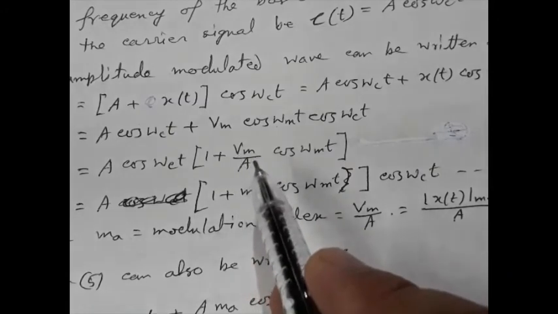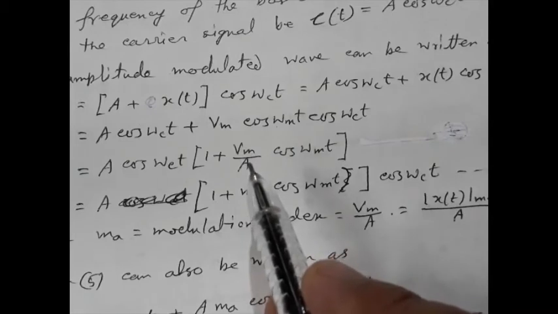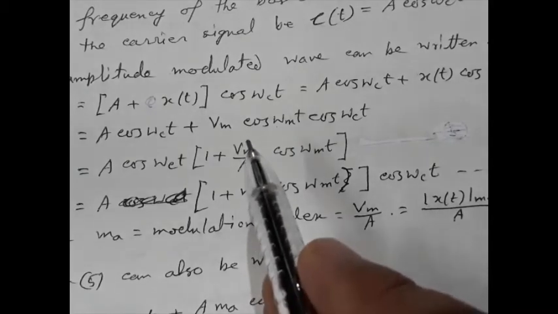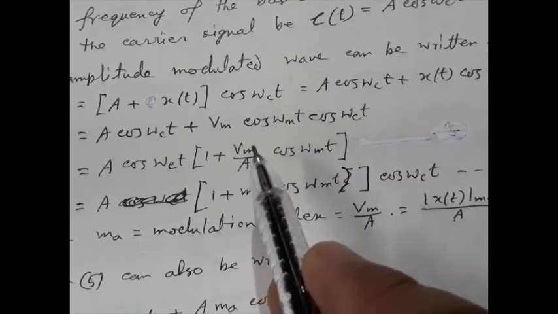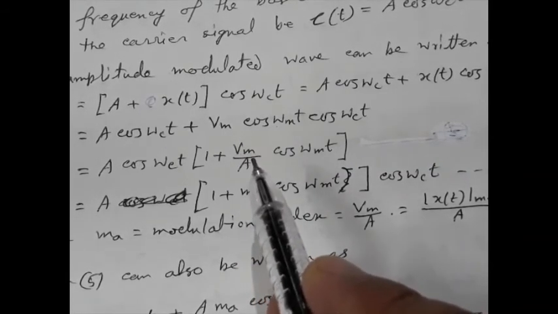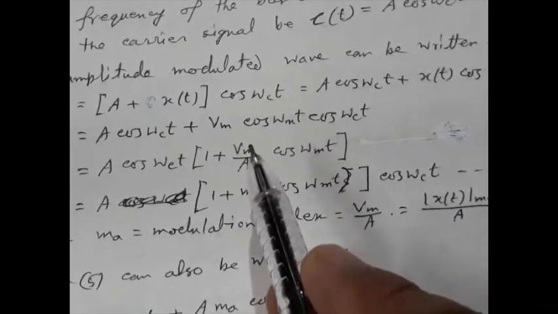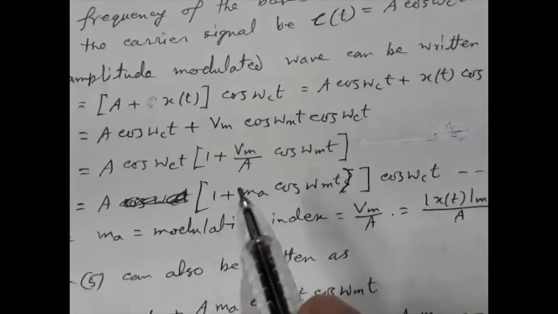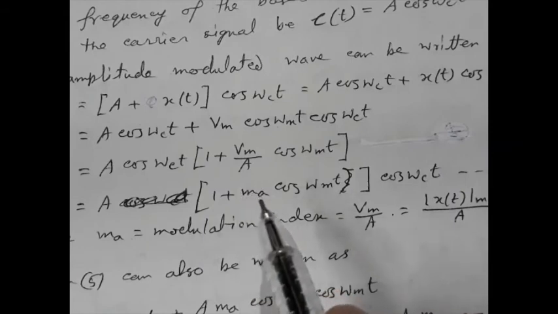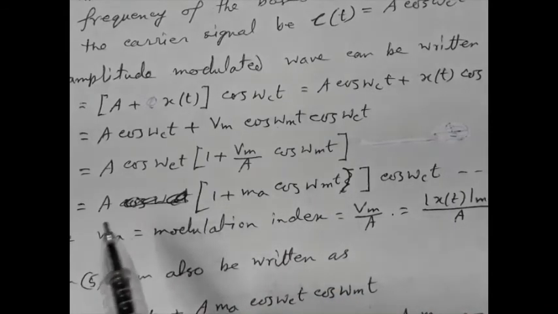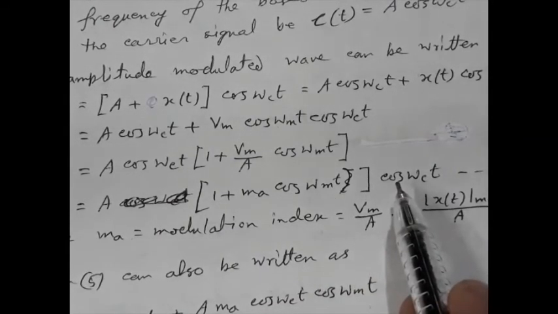Now what is Vm by A? Vm is the amplitude of the baseband signal, A is the amplitude of the carrier. So Vm by A means the amplitude of the baseband signal divided by amplitude of the carrier, which is nothing but modulation index. So instead of writing Vm by A, we write modulation index for amplitude modulated system, ma. So the expression becomes A into 1 plus ma cos omega mt into cos omega ct.